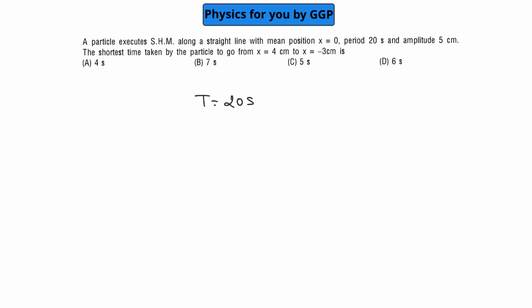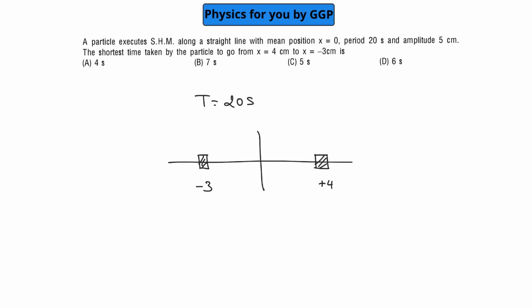The shortest time taken by the particle to go from x equal to 4 to x equal to minus 3 centimeter is? So if you are considering that the particle is oscillating about the mean position, let's say this one is representing the position of plus 4, and this one is representing the position of minus 3. So our aim is to find out the minimum time taken by the particle to move from plus 4 to minus 3. So we know that there are two possibilities.